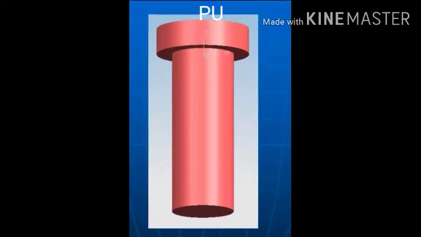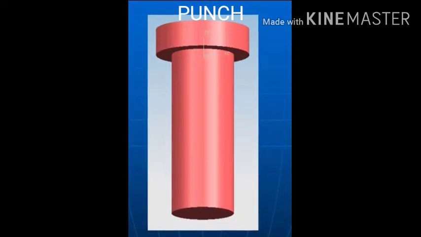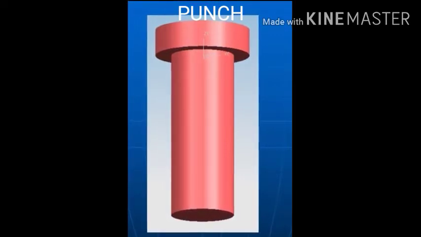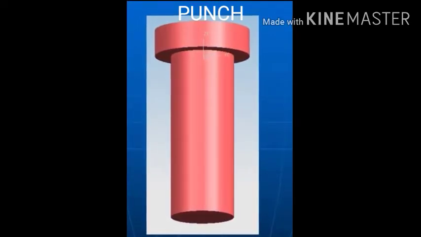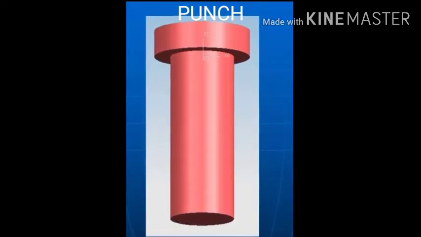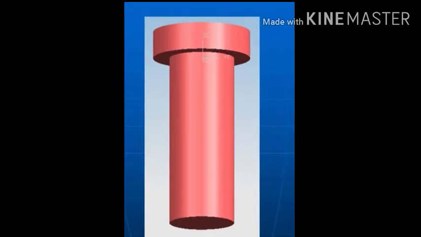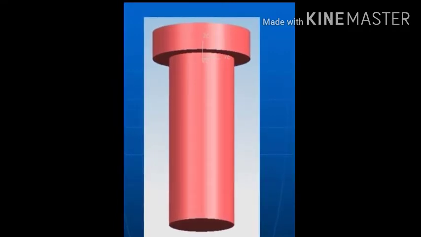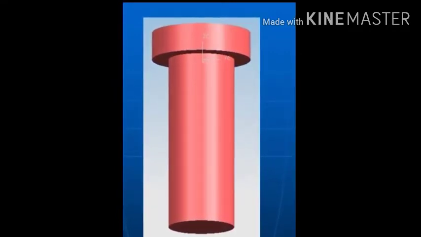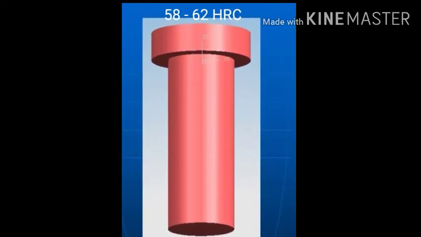Punch. The basic element of a blanking tool is the punch. They are made up of good quality alloy steel and also hardened and tempered up to 58 to 62 HRC.